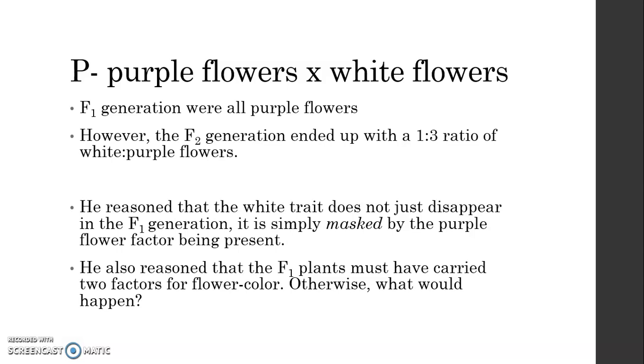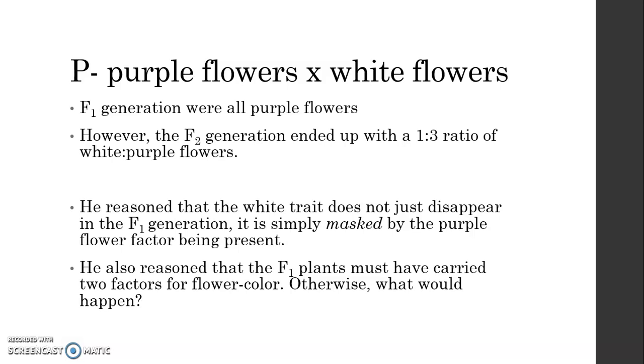But also, if there weren't 2 factors, then the F2 generation could not have shown whatever wasn't in the F1. So if the F1 was all purple, which it was, the F2 could not have possibly shown white. Or if the F1 was all white flowers, then the F2 couldn't have shown purple.